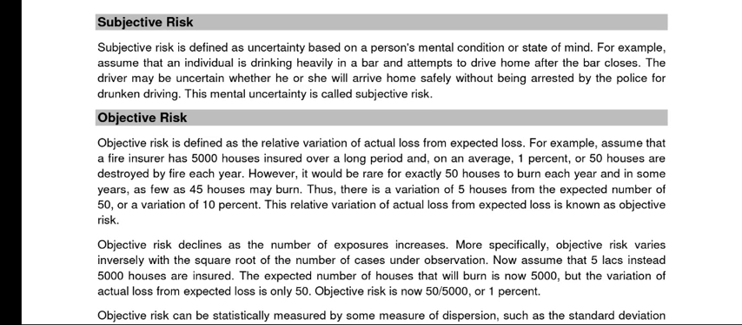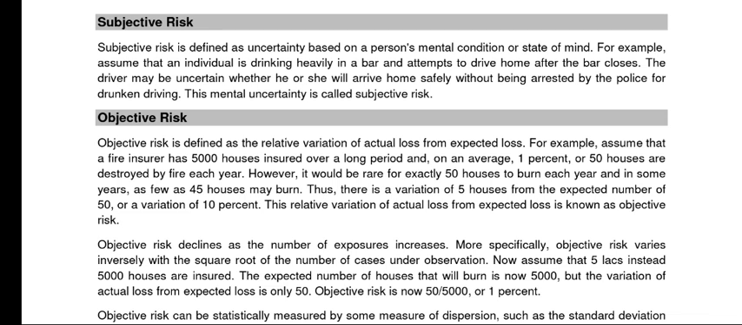Now we discuss objective risk. Objective risk is defined as the relative variation of actual loss from expected loss. For example, assume that a fire insurer has 5,000 houses insured over a long period, and on an average 1% or 50 houses are destroyed by fire each year.